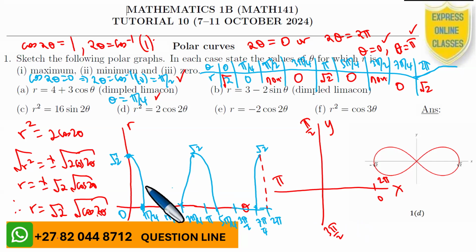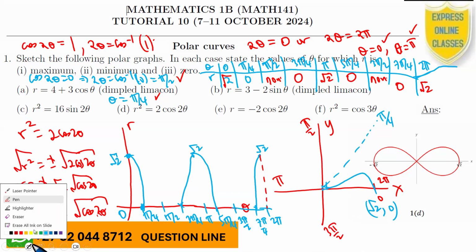So yeah, let's just sketch quickly. At 0, r is the square root of 2 at 0 radians. And then you can see that the radius is decreasing to 0 at pi over 4. When at pi over 4, it's going to decrease to 0.